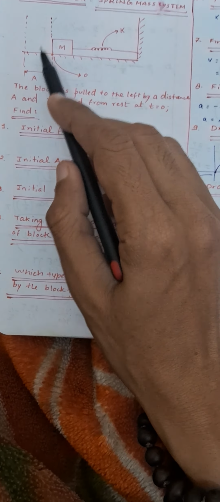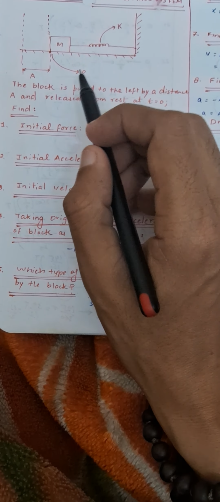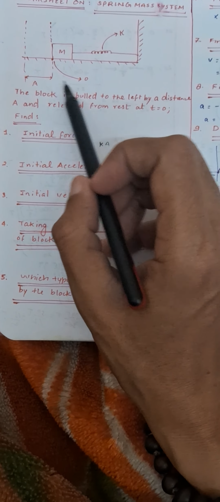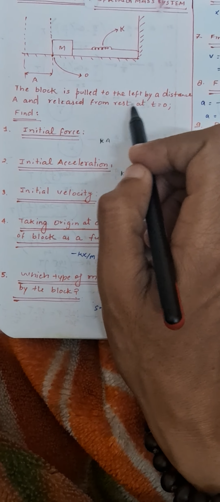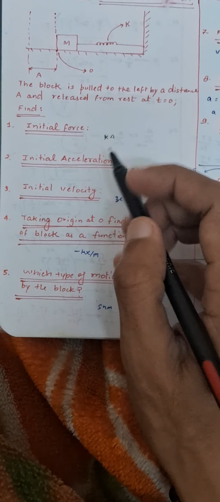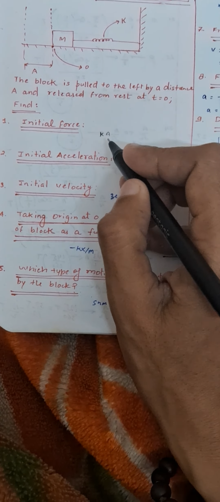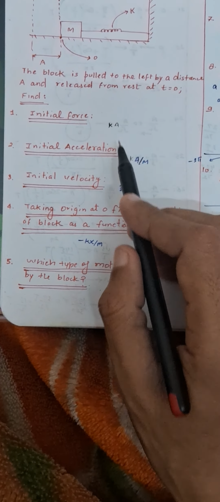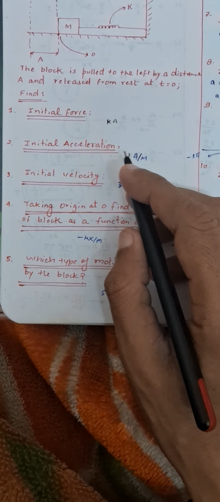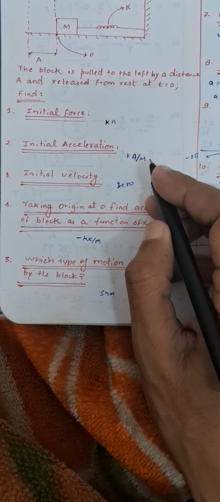So here is the worksheet on a spring mass system. A spring of stiffness K is attached to a block of mass M and it is pulled to the left by a distance A and released from rest. Then find the initial force. Force is equal to Kx, direction will be rightward, so the force will be KA. Initial acceleration: force is equal to Ma, so acceleration comes out to be KA by M.